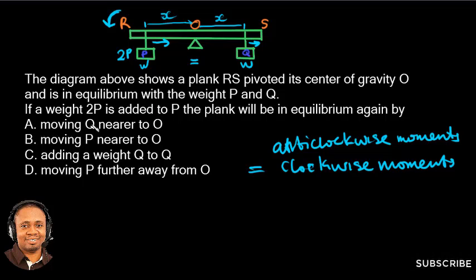Option A says moving Q nearer to O. Moving Q nearer to O? No. In fact, that will even make it to be more unbalanced. Okay, so option A is not correct. Alright, option B, moving P nearer to O, that is the pivot, exactly what we said, because P is now more weighted, so it will need to move closer to the pivot in order to maintain equilibrium. Okay, so option B is the answer.